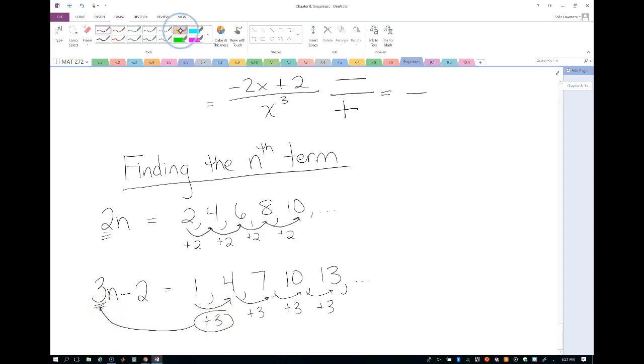And then you can look at your first term to see if that multiplication needs to be adjusted. If we only used 3n, that means our first term should be 3. But ours isn't, it's 1. So this entire sequence got shifted down 2 in order to move 3n from 3 down to 1 as our first term. We'd have to subtract 2.